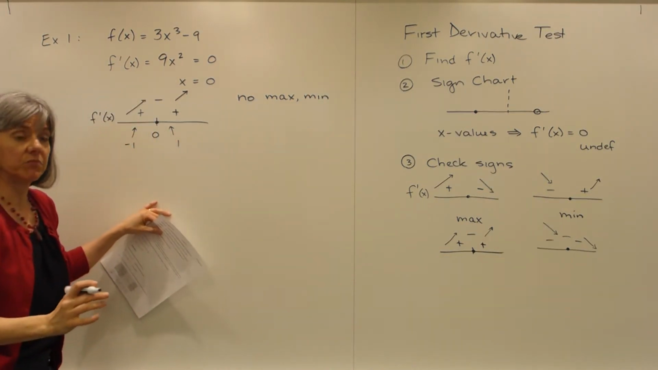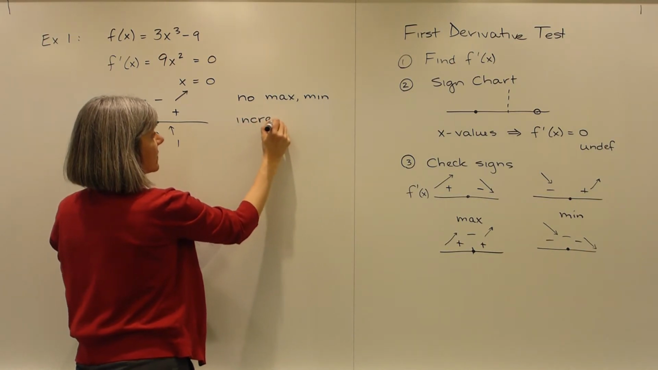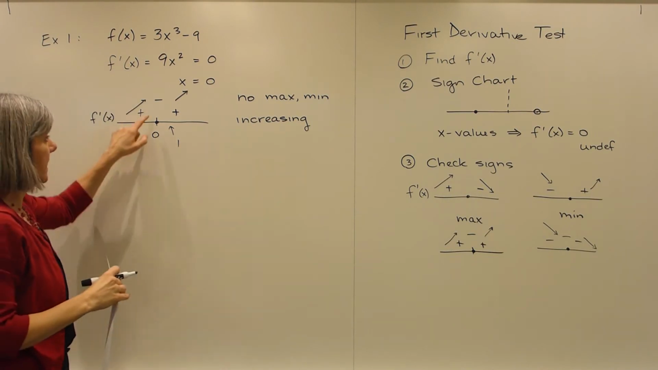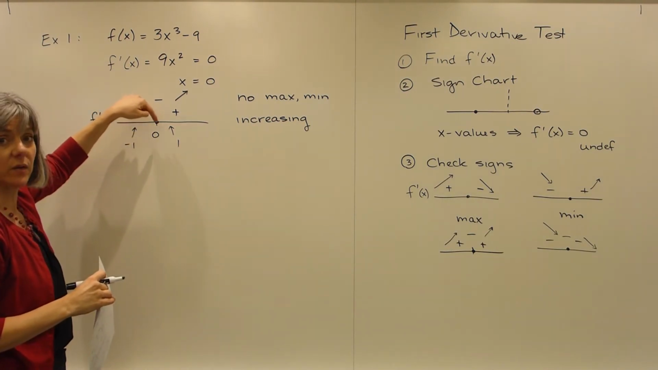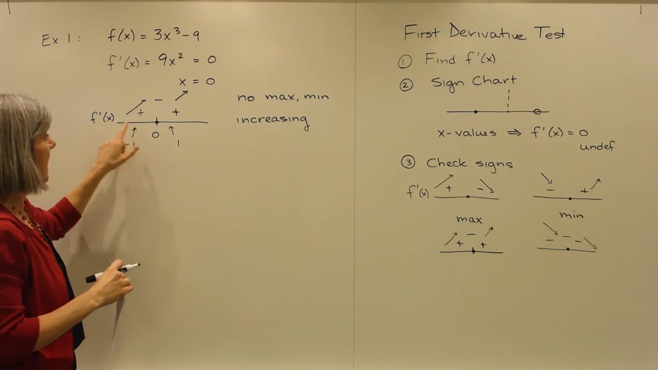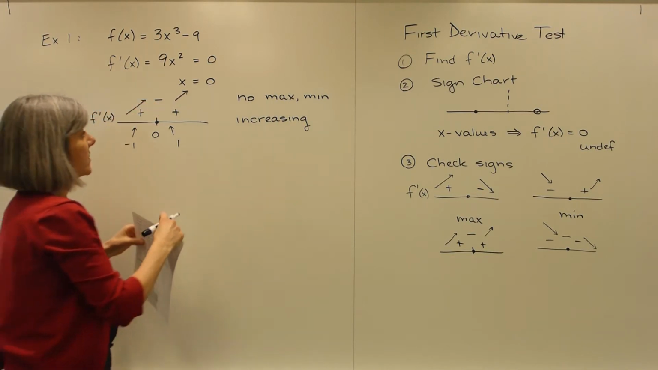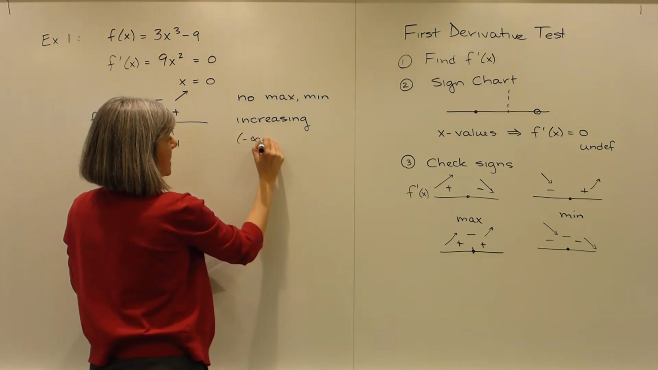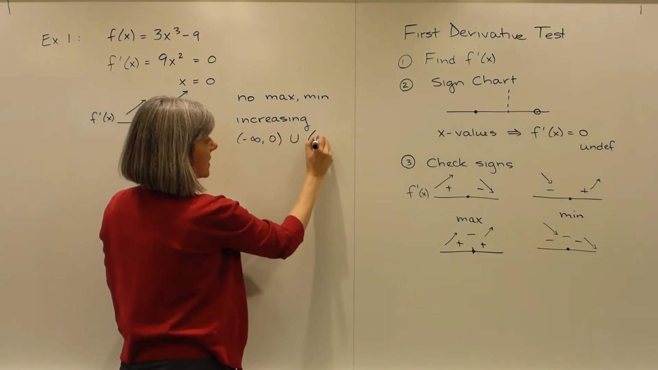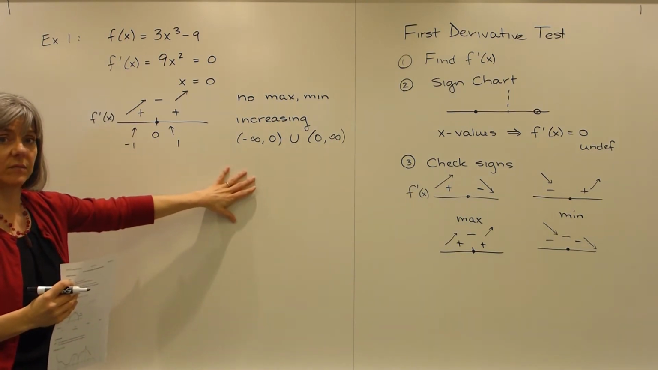Is it decreasing anywhere? No, not decreasing at all. So it is increasing. Now we have to be a little bit careful. Increasing means rising. It is not rising at this point right here. So I can't say it's increasing for all reals, from negative infinity to infinity. I have to break it up right here at 0 because at 0 it's flat. So I would be increasing from negative infinity to 0, hold off the 0 because it's not increasing at that point, and then never decreasing.